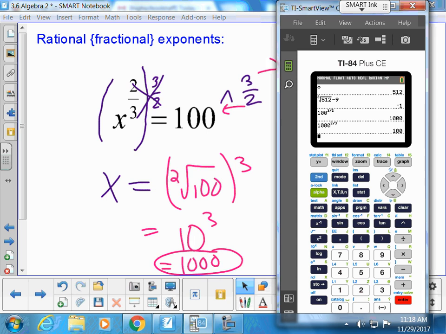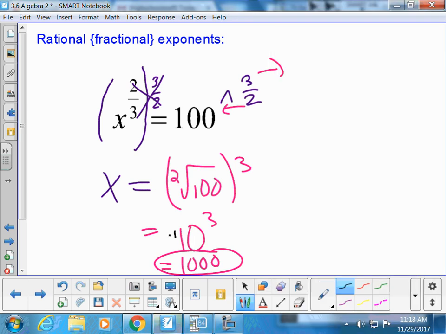Oh, just remembered something. Hey, remember how I square rooted 100 to solve this? The square root of 100 technically is positive or negative 10. If you cube a positive 10, you'd get positive 1,000, but if you cube a negative 10, you'd get negative 1,000. So technically our correct answer is positive or negative 1,000.